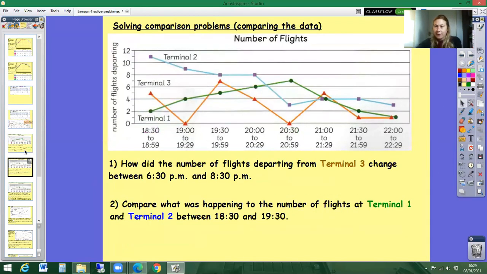Okay, looking at the next questions, when we're looking at more than one piece of information on a line graph, we can do some comparison problems. So have a read of the questions on this page, pause the video.